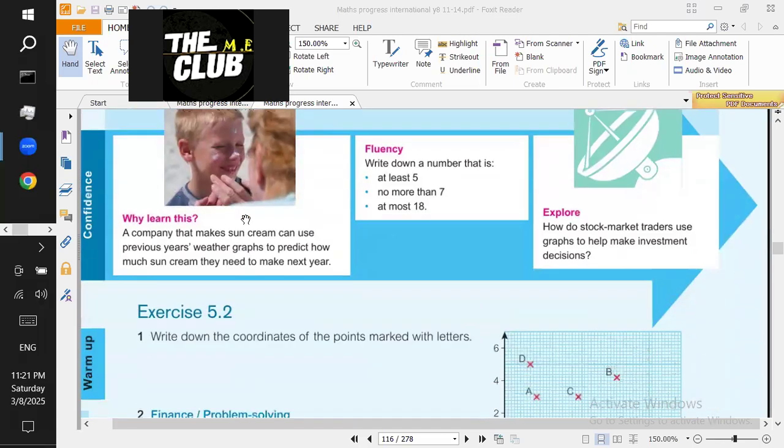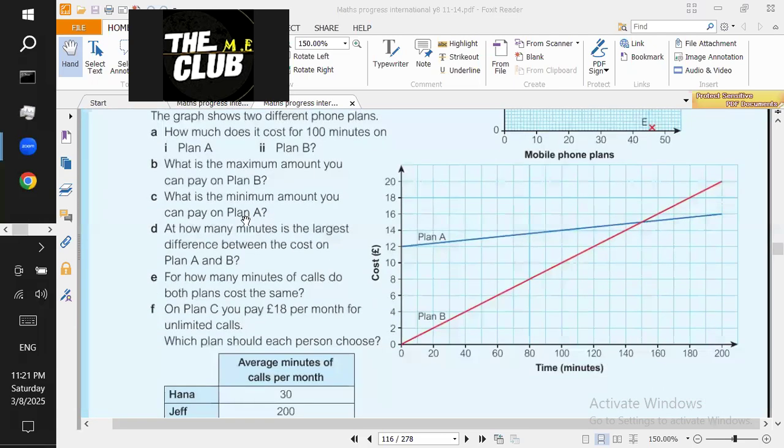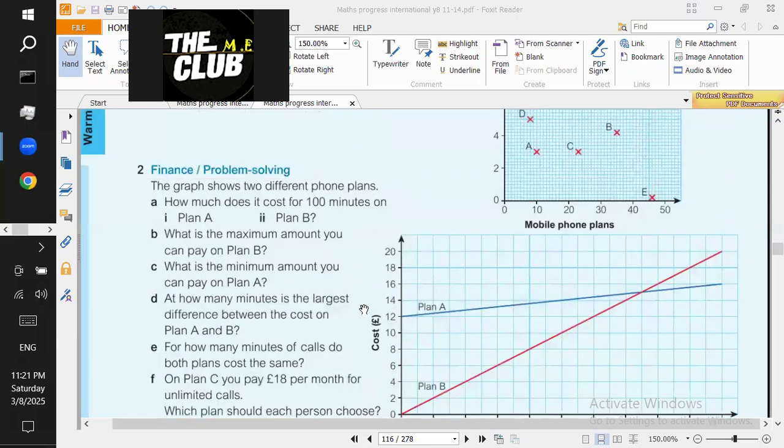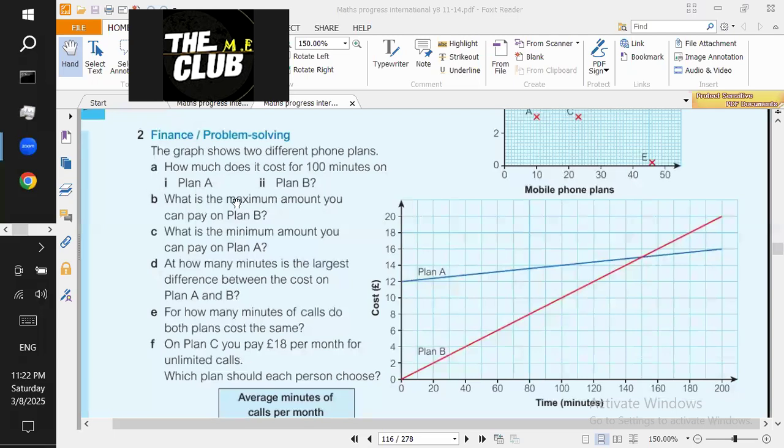Interpreting graphs. Here, same idea. We're talking about graphs using plans. For example, a question like this, we have two plans, plan A and plan B. How much does it cost for 100 minutes on both plans? So first, you find the 100 minutes here. You go up. The first plan will stop you. It's plan B. It costs 10 pounds, right? And then the 100 minutes on plan A, it costs 14 pounds. Okay? So you write them like this.